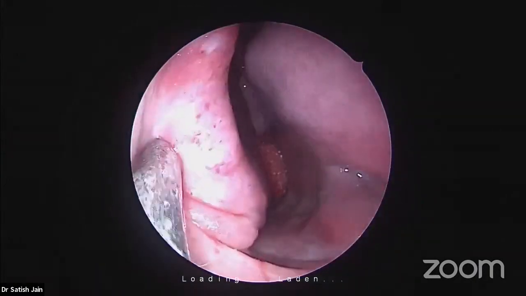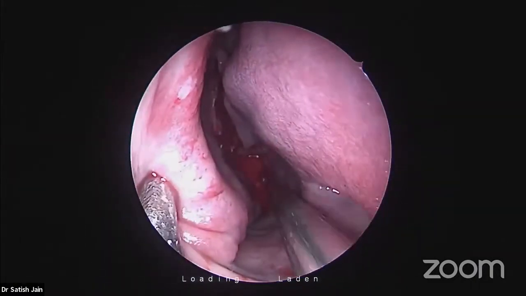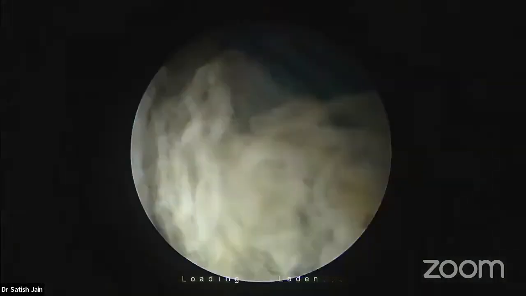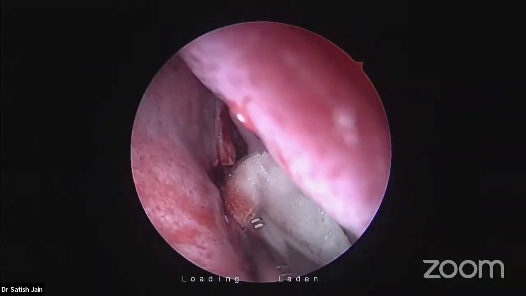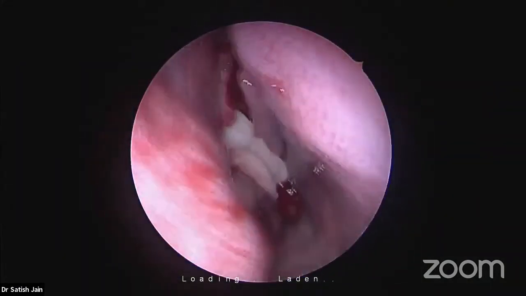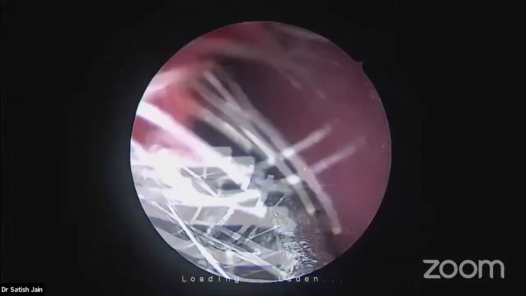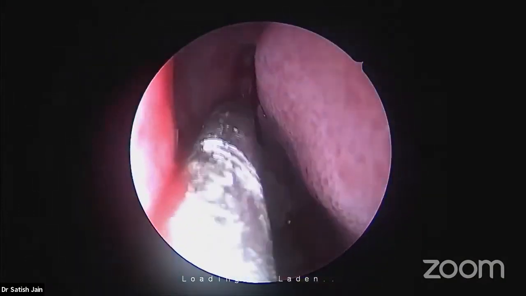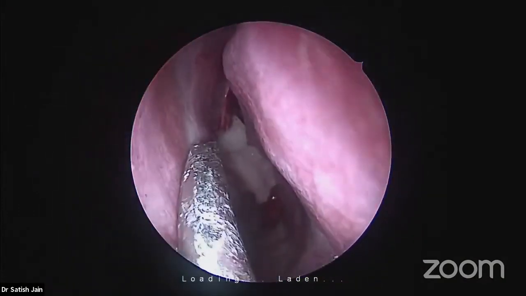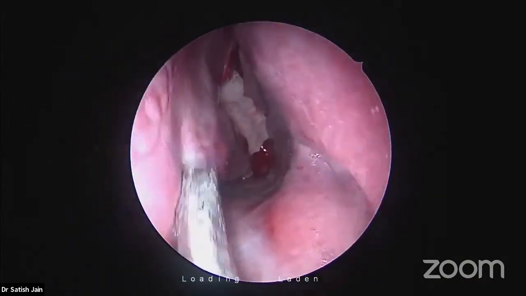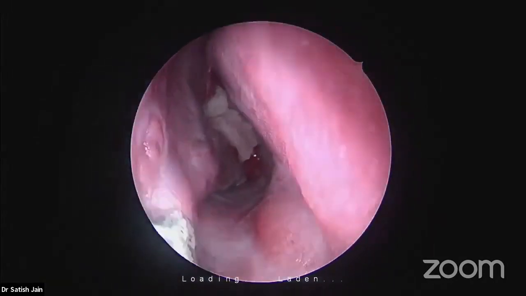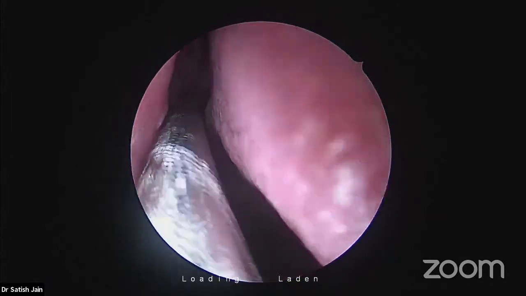See, this is the piriform aperture. Let me put a Merocel here for a while. So in pre-lacrimal, this is your piriform aperture, and your nasolacrimal duct is right here, coming more anteriorly, 1 centimeter from the attachment of the anterior end of the inferior turbinate. So your nasolacrimal duct is coming here.